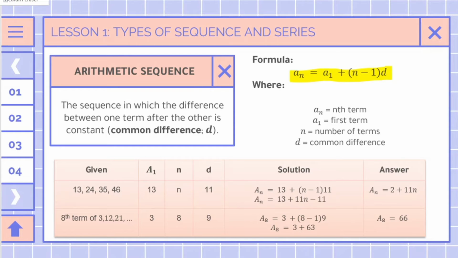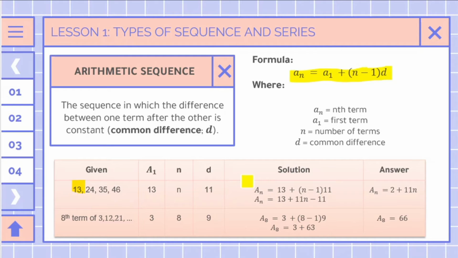Our a sub 1, or the first term, is 13. Then our n is none, right? There's none here. Our common difference, if we subtract 24 minus 13, is 11. So if we substitute that in the formula, we have a sub 1 as 13. There's no n term because it is not stated in the given what we have to find in this sequence.